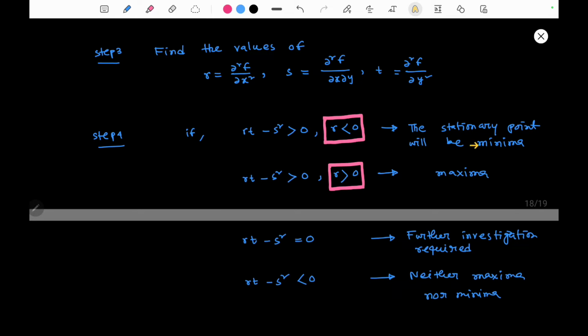Now in step 4, if rt minus s square greater than 0 and r less than 0, the stationary point will be minima, and if rt minus s square greater than 0 and r greater than 0, then the point will be maxima. If rt minus s square equal to 0, we cannot say whether it is maxima or minima, so to get a conclusion we need further investigation or calculation. If rt minus s square less than 0, then we can directly say it is neither maxima nor minima.